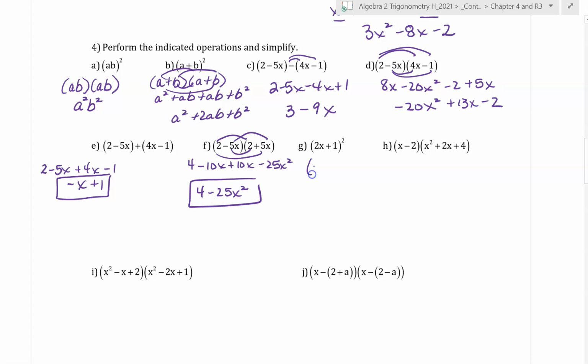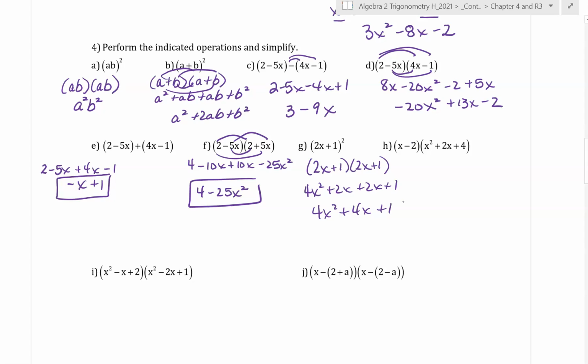Okay, so for part G, I think it might help your eyes if you actually write it out. It's the quantity 2x plus 1 times the quantity 2x plus 1. So we end up with 4x squared plus 2x, and plus 1. So notice the inside terms do not cancel because we didn't have a plus, even though 2x and 1 were the same terms, just like we had going on up here with the 2 and the 5x. But in F, we had a plus and a minus, and in G, we have 2 positive signs. So 4x squared plus 4x plus 1.